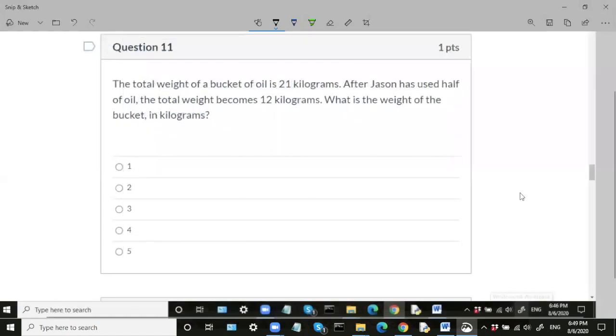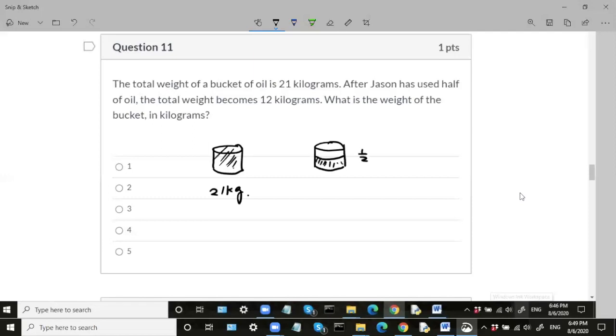Problem 11. The total weight of a bucket of oil is 21 kilograms. After Jason has used half of the oil, the total weight becomes 12 kilograms. What is the weight of the bucket in kilograms? Okay, so we have a bucket full of oil. That is 21 kilograms. After Jason used half of the oil, we have a bucket with half of the oil. That is 12 kilograms.